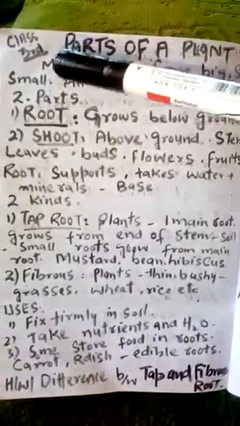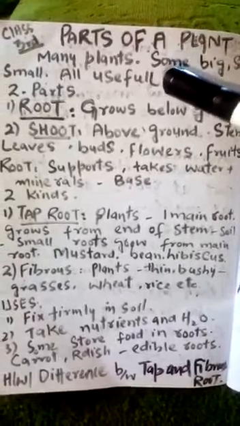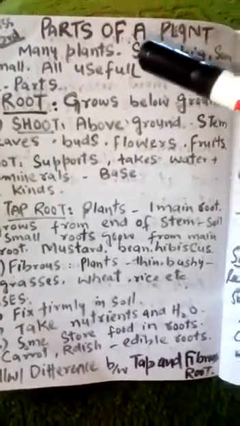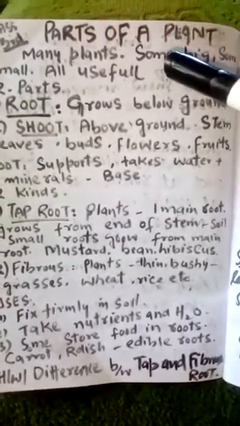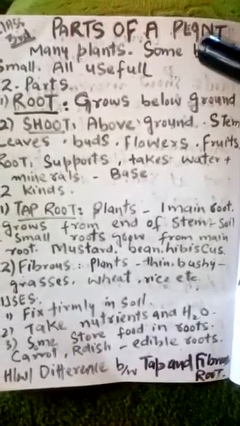This is for class 3rd, and today we are going to start our 7th chapter, and the name of this chapter is Parts of a Plant. Students, in this chapter we will see what plants are and how they are useful for us.